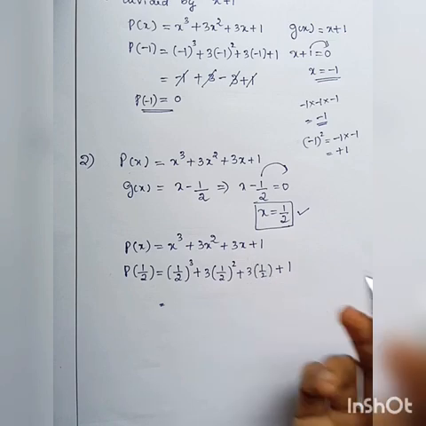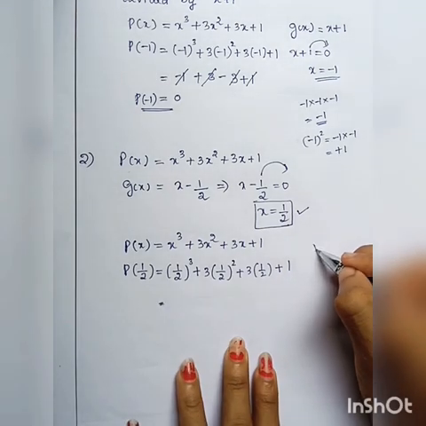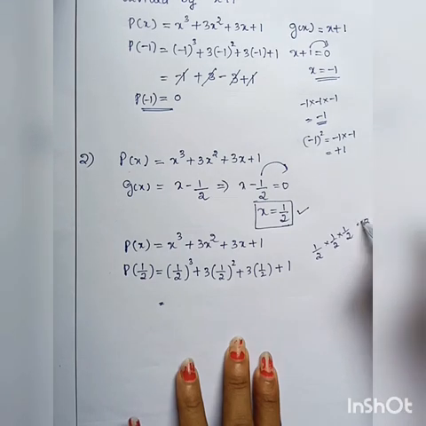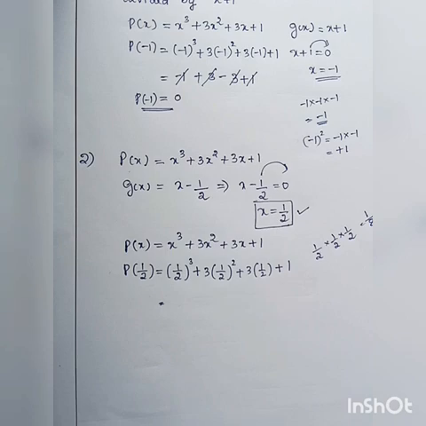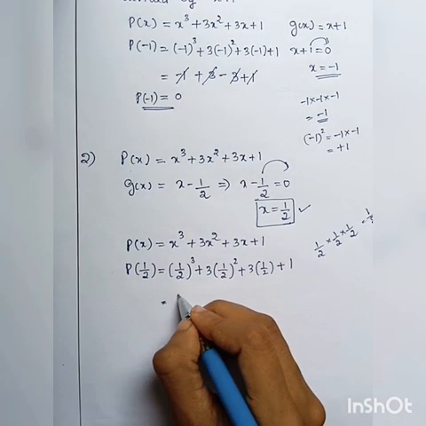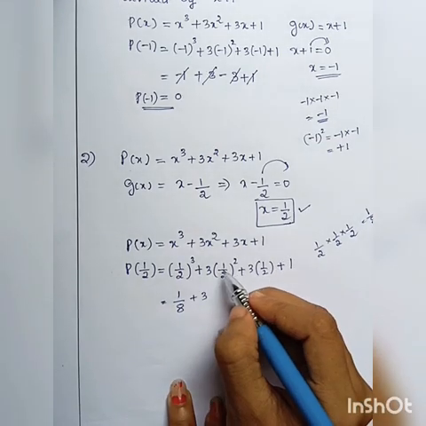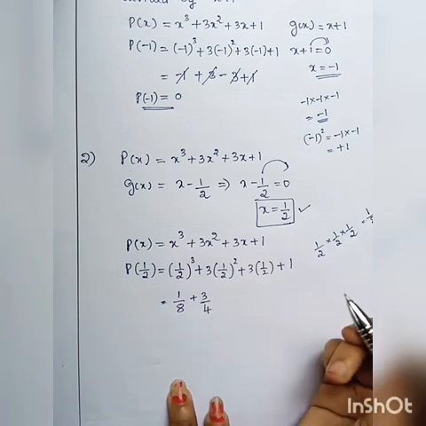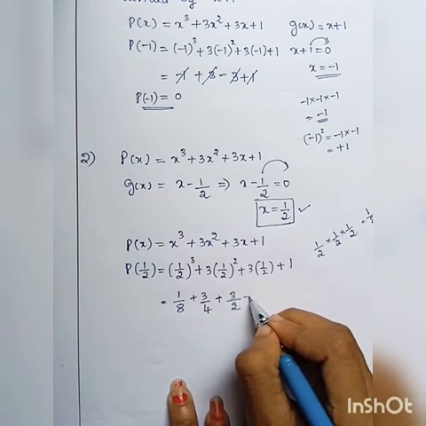So 1 by 2 the whole cube means 3 times you have to multiply 1 by 2, correct? So what will you get? 1 by 2 into 1 by 2 into 1 by 2. So 2 2s are 4, 4 2s are 8. 1 into 1 into 1. So the numerator, if you multiply, becomes 1. The denominator is 8. So what will we get here? 1 by 8. In the same way, plus 3, write it as it is. So here 3 into 1 is 3. 2 square is 4. Plus 3 into 1 is 3 divided by 2 plus 1.